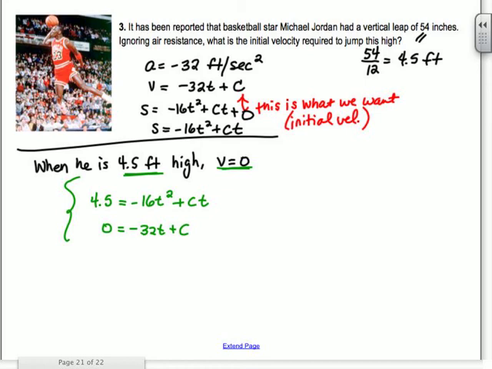Are we able to solve for c? Yeah, because this is now a system of equations. We have two equations and two variables. So we can solve.